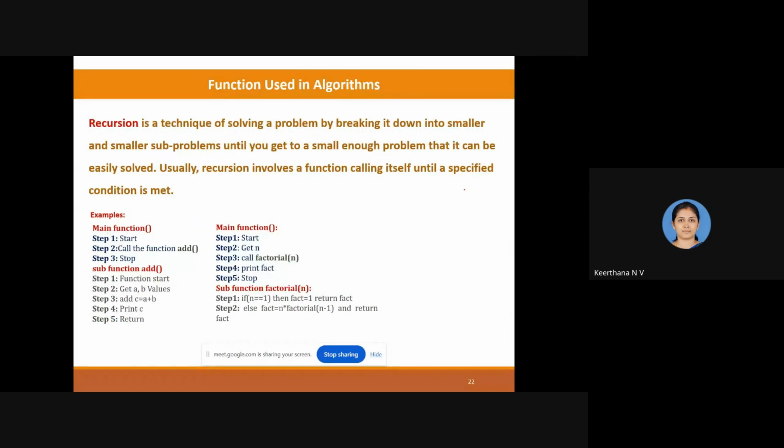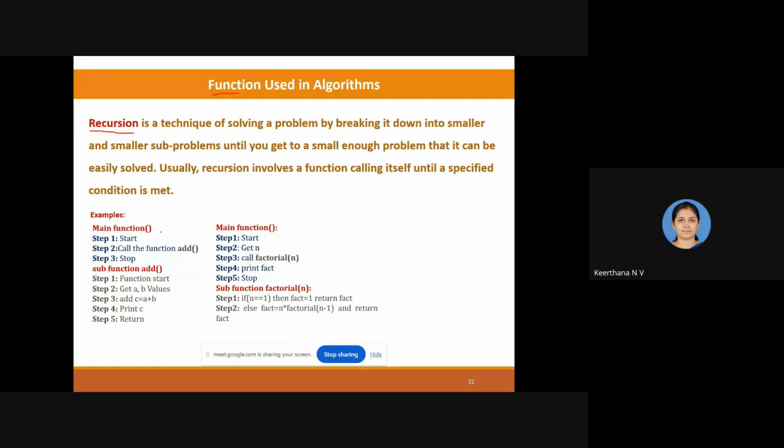So fourth thing is functions. In this function, there is a beautiful technique called recursion. If the same function is calling itself a repeated number of times, that is known as recursion. So this is one of the algorithms for finding the factorial of a number. I have written this algorithm.